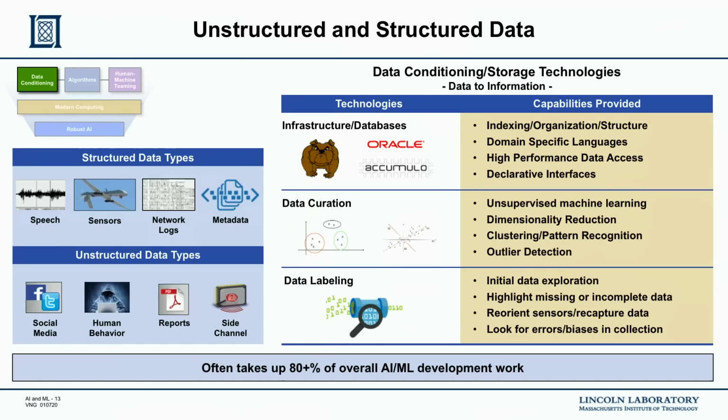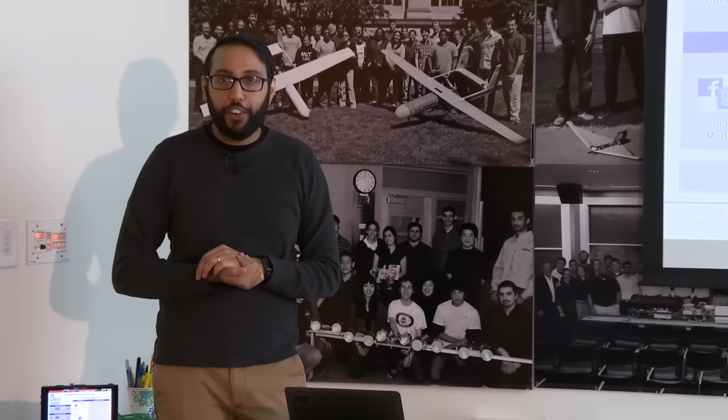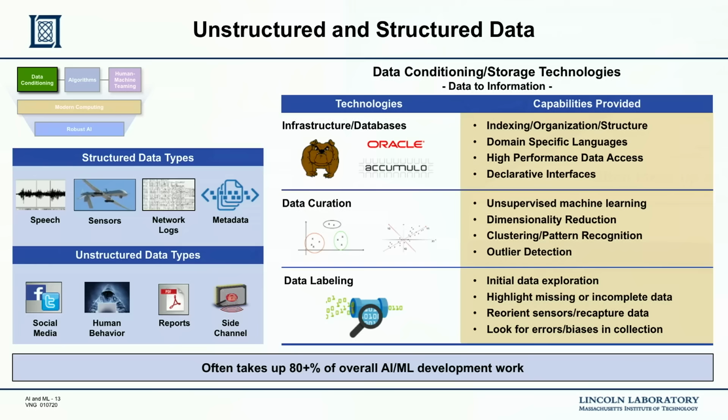Another important part of the data conditioning step is data curation. This, unfortunately, will probably take you a very long time, and it requires a lot of knowledge of the data itself, what you want to do with the data, and how you receive the data. But what you might do in the data curation step is perform some sort of unsupervised learning, maybe reduce the dimensionality of your problem. You might do some clustering or pattern recognition to maybe remove certain pieces of your data or to highlight certain pieces of the data that look important. You might do some outlier detection. You might highlight missing values. There's just dot, dot, dot, et cetera. A lot goes on in the data curation step. We could certainly spend hours just talking about that.